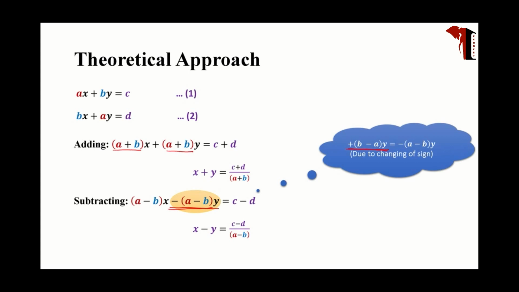Is it wrong? No. Here what I have to do to make it similar to a minus b is take a negative sign common from this. Since I have taken a negative sign common, the signs of the terms inside the bracket will change. Inside the bracket, plus b becomes minus b, and minus a becomes plus a. Why did it happen so? Because I have taken a negative sign common. So remember one thing, whenever you take a negative sign common, the signs of the terms inside the brackets will change. That's a major thing you need to remember.